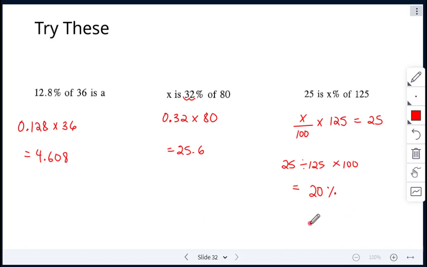And you can do a quick check on that. Check: is 20% of 125 equal to 25? So just do a check. 0.2 times 125, and it does equal 25.